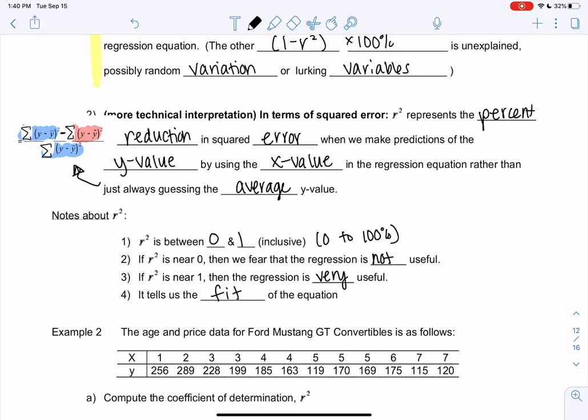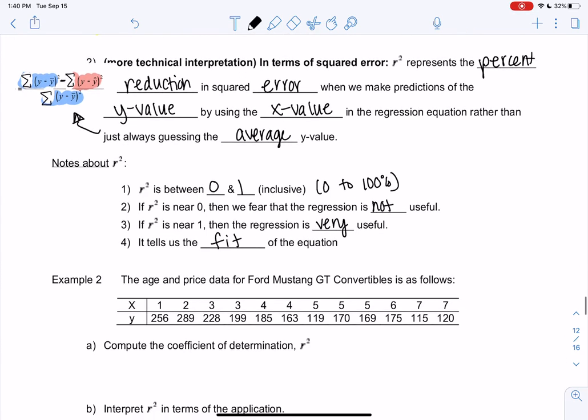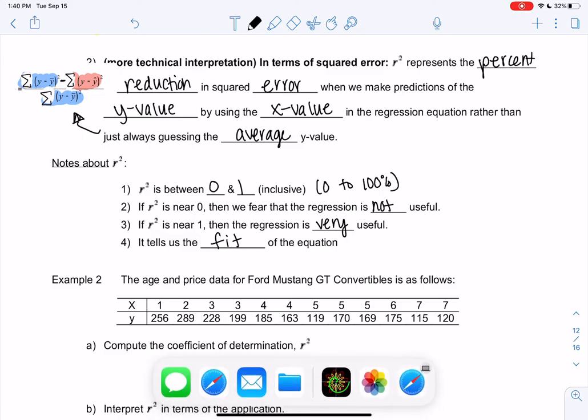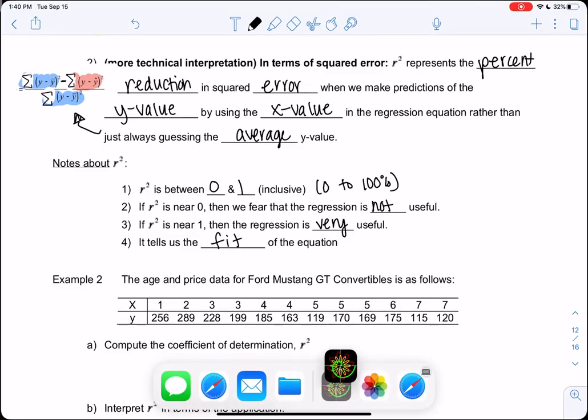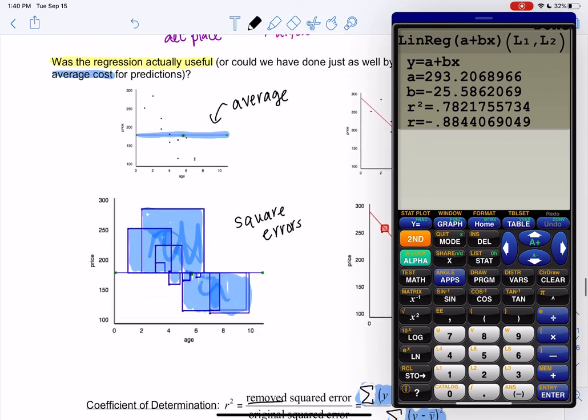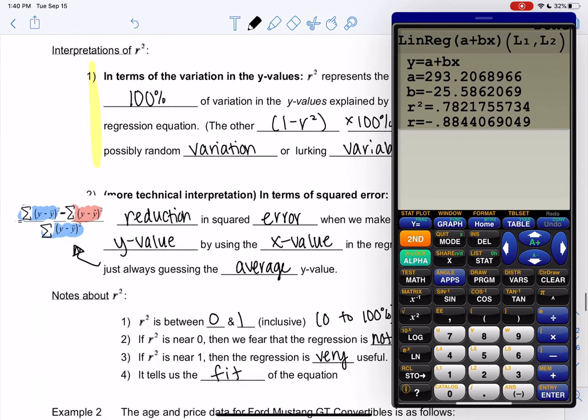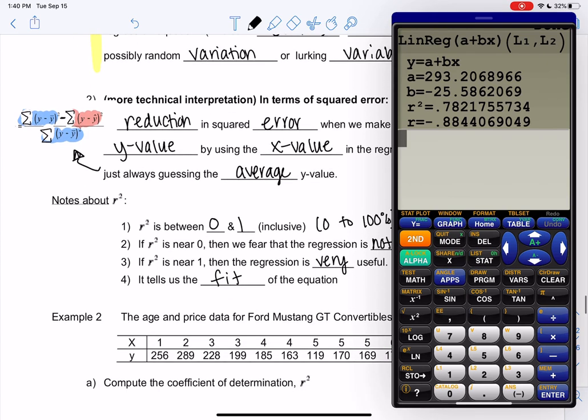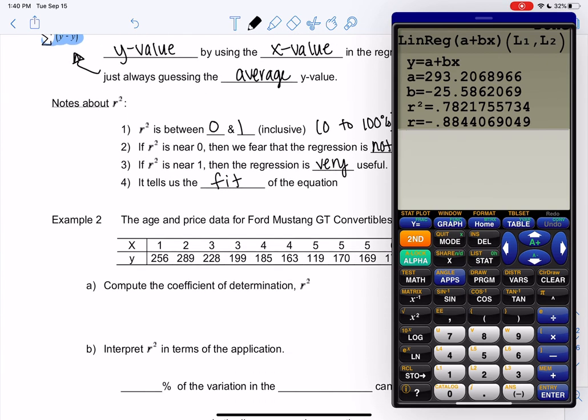So let's go ahead and interpret that Mustang example. If you need to do regression again, go ahead and do it one more time so that you have r squared, and then we'll jump into the example. If you lost it, go back and enter the data. And then we see r squared. We will do r in the next section. So r squared should be, I'm going to do 4 decimal places, .7822.